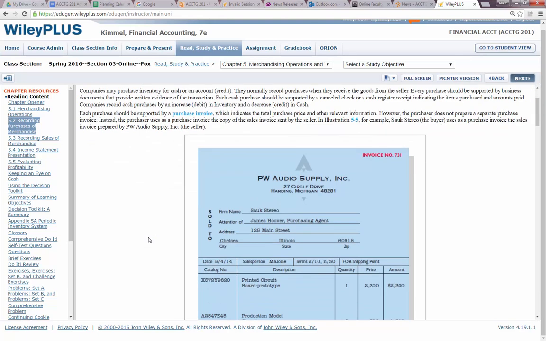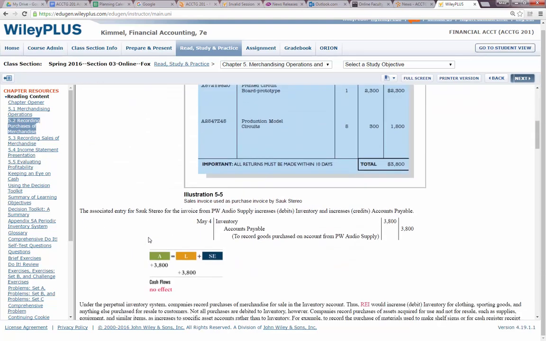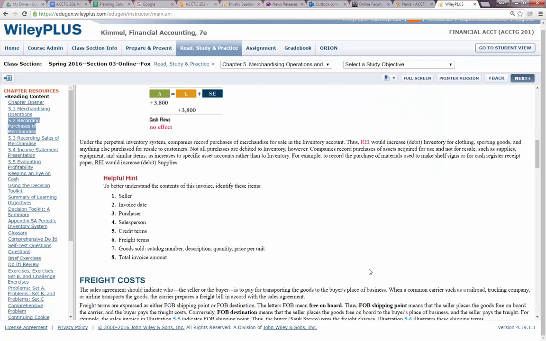So here's where it gets a little tougher, where we record the purchases of inventory. So when a company purchases inventory, they show their inventory account going up and their accounts payable, if they didn't pay in cash, also going up. So that's the general journal entry.